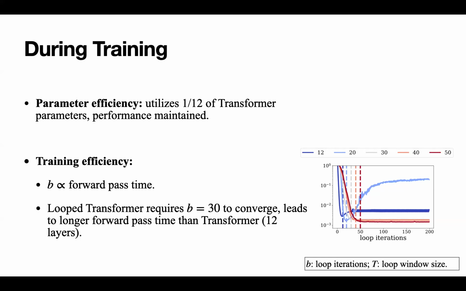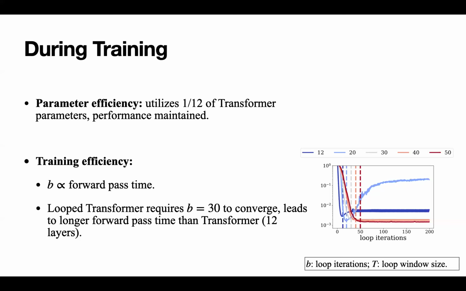How many parameters does the 1 layer transformer have? Okay, so I remember the 12 layer transformer uses 9 million parameters. So divide by 12, and that's the loop transformer's parameters.